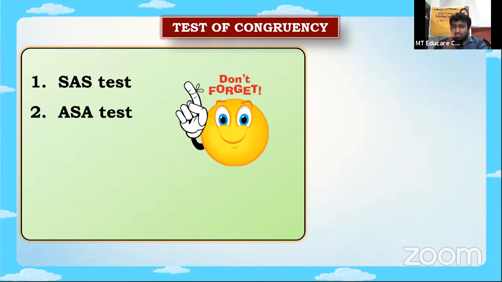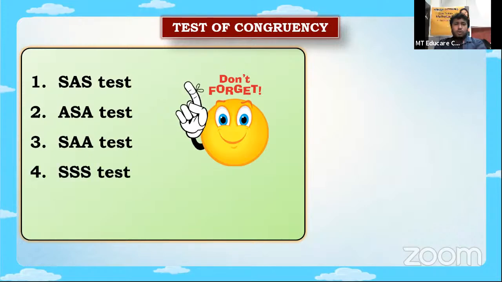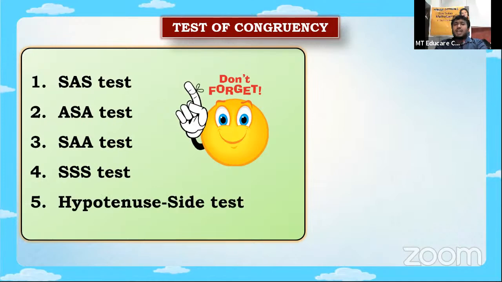ASA: angle, side, angle. Between two angles you have an included side. Third one, SAA: side, angle, angle. Fourth one, very simple and favorite of everyone, SSS test. And fifth one is the hypotenuse side test. Students, those who have forgotten the names of the tests you learned in 8th standard, the topic was congruency of triangles, chapter number 13.